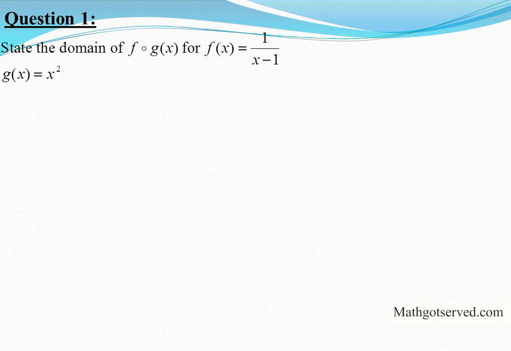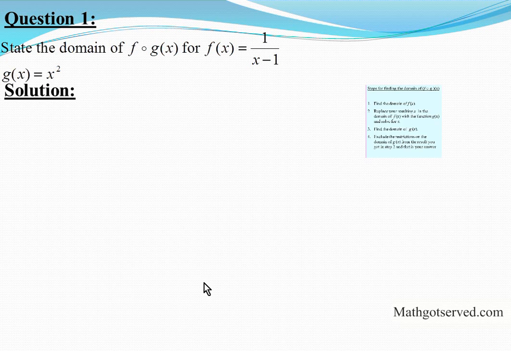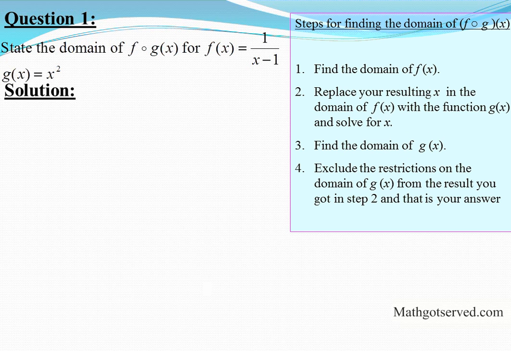So let's consider the first example. Question 1. State the domain of f composed with g for f of x equals 1 over x minus 1 and g of x equals x squared. We can find the domain without even composing the two functions. That's what the algorithm is for. For your reference, I'm going to have the algorithm projected here on the side, and then we're going to use it. Let's go ahead and apply it to this problem.